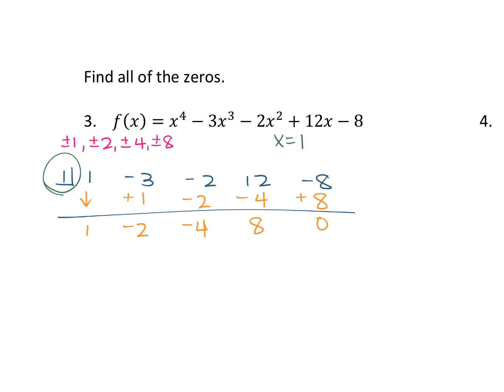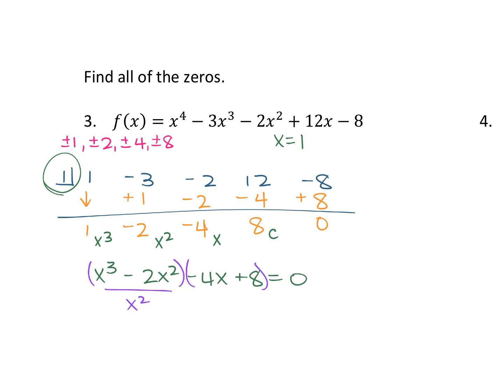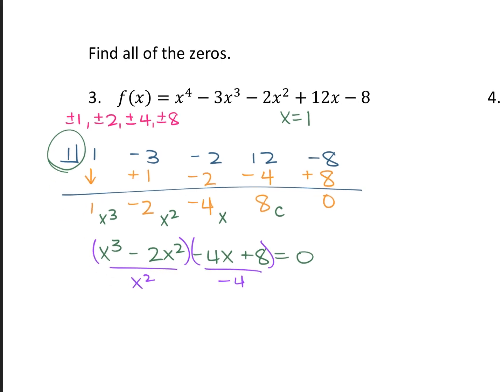From here, we have a constant of 8, an x of negative 4, an x squared of negative 2, and an x cubed of 1. So now we have to solve x cubed minus 2x squared minus 4x plus 8 is equal to 0. You can factor this by grouping. So we're going to group the first two, group the last two, factor out an x squared from the first, a negative 4 from the second.